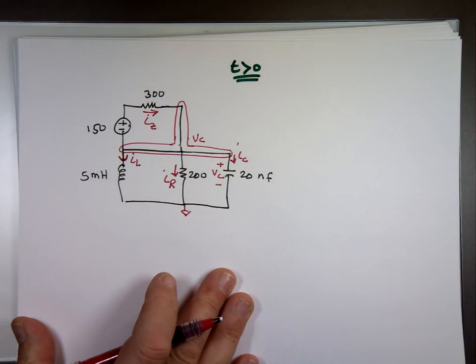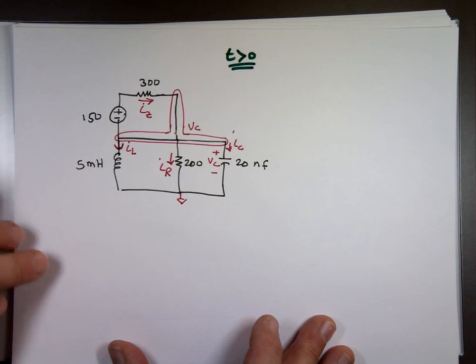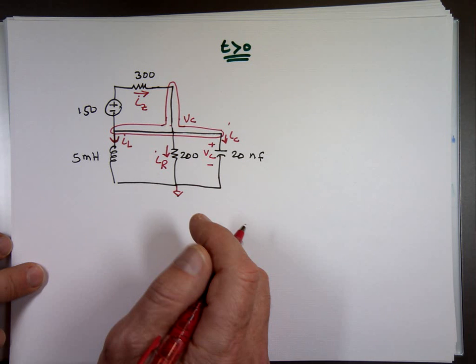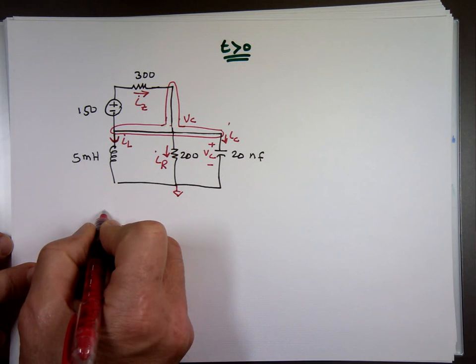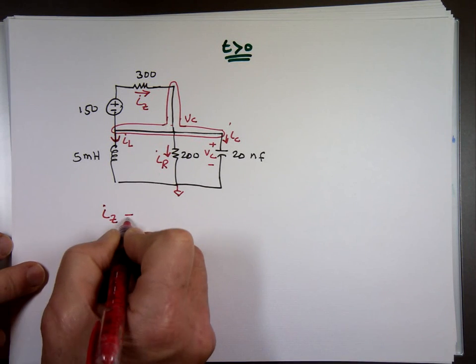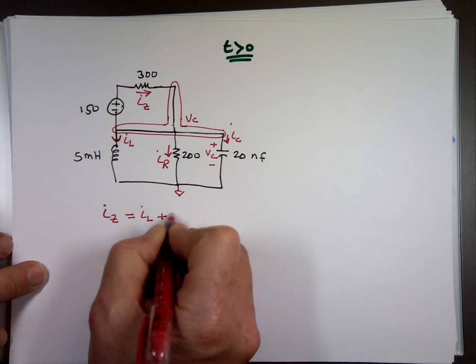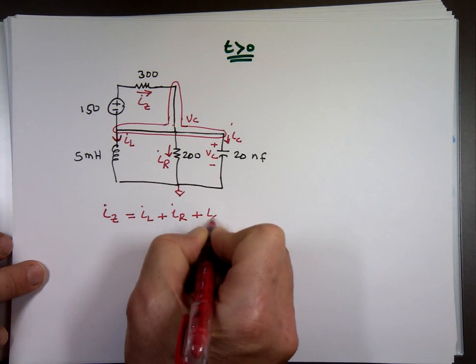So all the currents entering that node should equal all the currents leaving that node. What is going to that node? I see I sub Z going in. And what's leaving that node? I sub L plus I sub R plus I sub C.